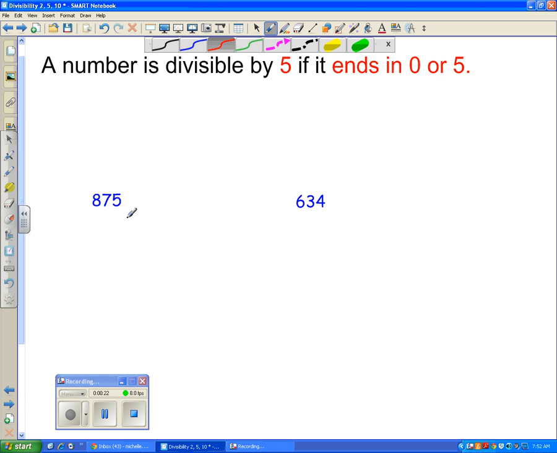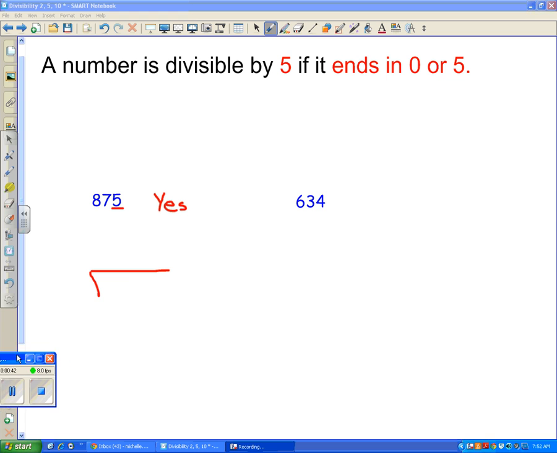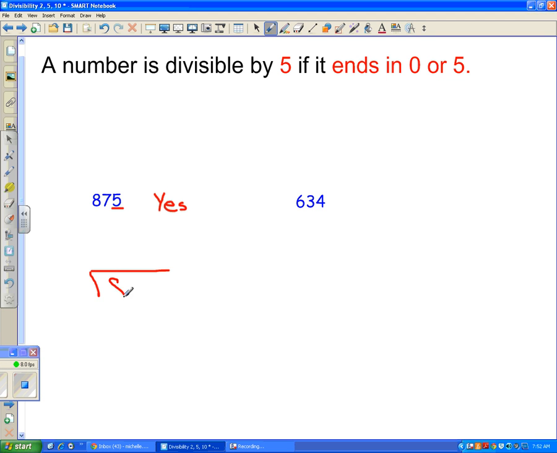So if we take a look at this first example, according to the rule, we just have to look at that last digit. In this case, that last digit is 5, and it is a 0 or a 5, so 875 should in fact be divisible by 5. So please allow me to do that proof for you. Just go ahead and move this out of the way. Sorry about that. I'm going to do 875 and divide by 5 here.